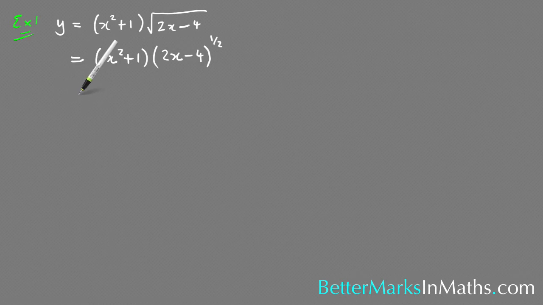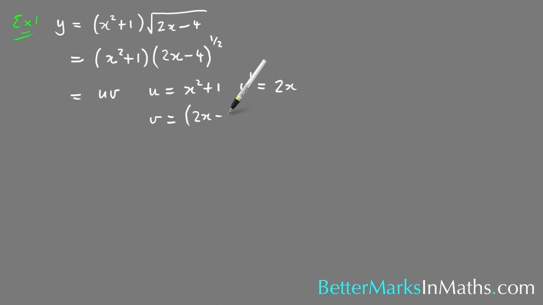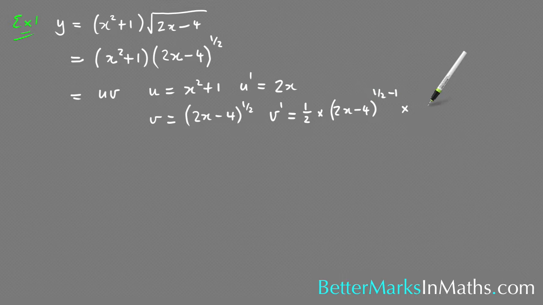So there it is, and then write that as u times v, where u is the first function, x squared plus 1, and u dash, the derivative of that, will be 2x, and v is the second function, 2x minus 4 all to the power 1 half, and v dash is equal to, so starting with the power, 1 half, bring that down, multiplied by the whole thing, 2x minus 4 to the 1 half minus 1, and then all of that has to be times by the derivative of what's in here, which is 2.